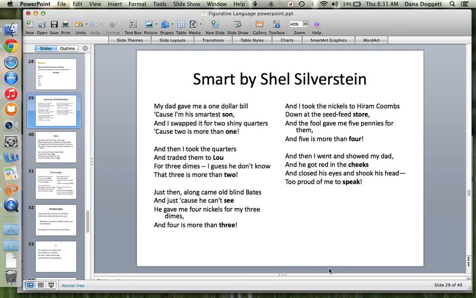There's a couple examples in here. I'm not going to read the whole thing to you because you are very familiar with rhyme, but if you want to pause it and read through it, go ahead and do that.